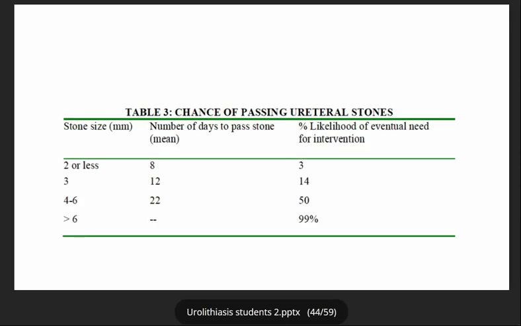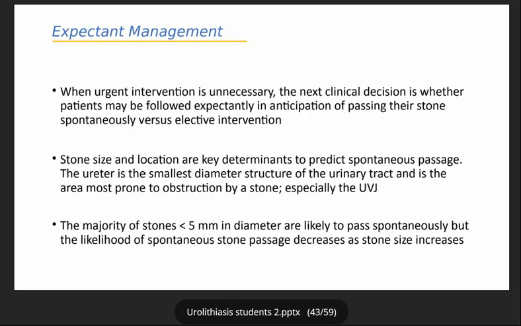I will show you a table. From this table, you would see that if the stone size is less than 3 millimeters or 2 millimeters, it requires a few days to pass, 8 to 12 days, and the likelihood of needing an intervention is very low. But if the stone is more than 4 or 5 millimeters, the number of days required to pass is more than 20 days, and the likelihood of needing intervention is high.